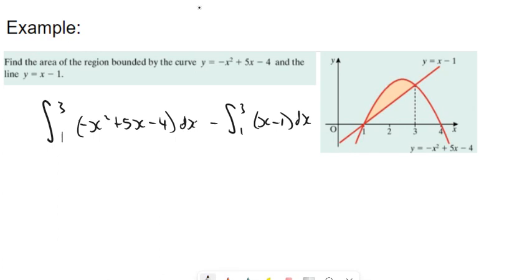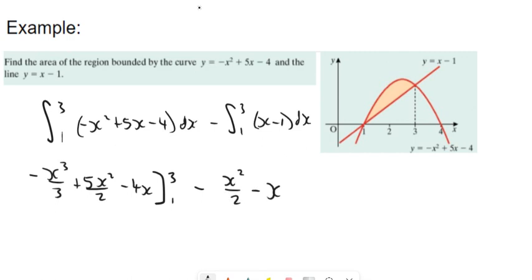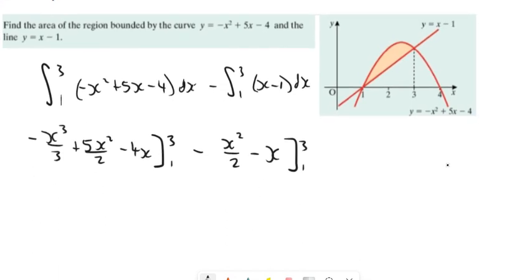So then we just have to integrate it as normal, so it'll be minus x cubed over 3 plus 5x squared over 2 minus 4x, and that's between 3 and 1, and then subtract. The integral of this will just be x squared over 2 minus 1x, between 3 and 1. And then put it into brackets as well.